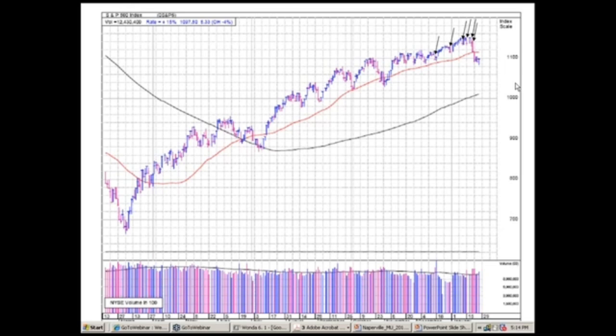The first thing I want to show is the general market and how we determine whether you're making a top in the market. We've got the S&P 500 recently, and the arrows point to each one of the days where the volume had picked up and the market closed down.